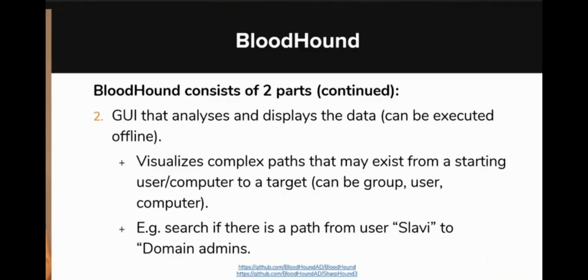That could be because Slavi has access to server 01, where a domain administrator is also logged in. Then if Slavi logs into server 01, he can perform a credential theft attack, for example, dumping credentials from the LSASS process and obtaining the password or the password hash of the domain administrator account logged in there. Then Slavi can essentially escalate to become a domain administrator by abusing credential theft and the domain administrator account who is logged into the server.